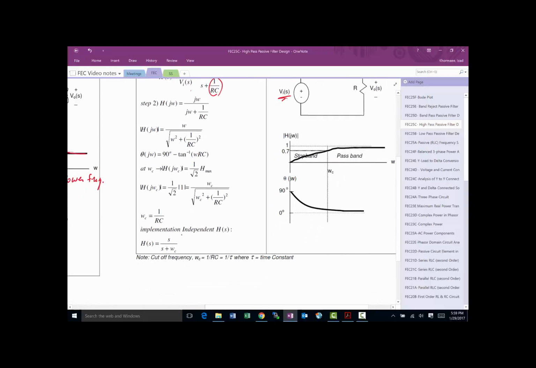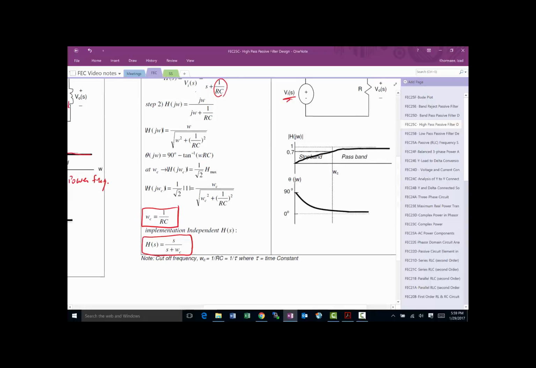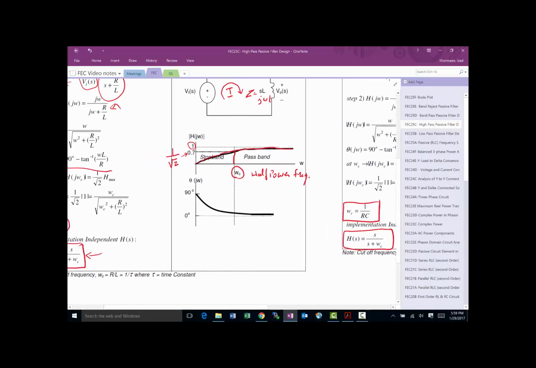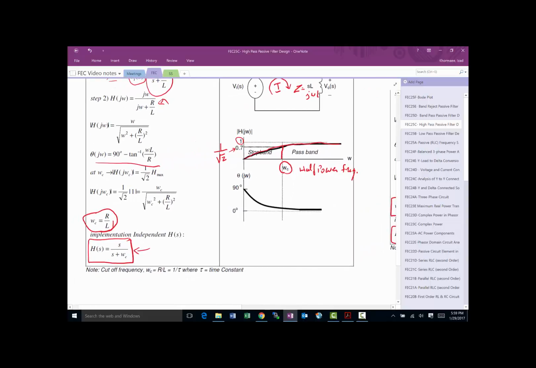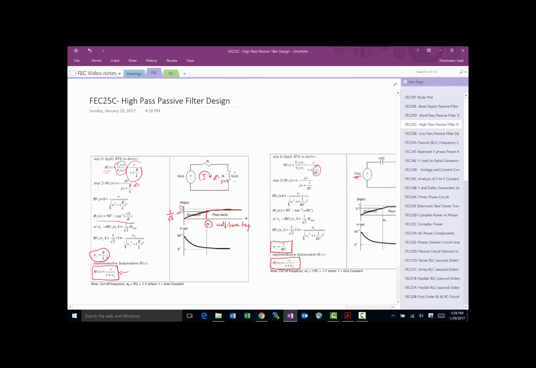Therefore, you can write the transfer function in terms of omega C, as long as you know omega C is 1 over RC. Again, RC, as you know, was the time constant, so it's 1 over the time constant. And for an LR, if you remember, L over R used to be a time constant, so here too omega C is 1 over the time constant. So there are some things that we can leverage from what we have learned before.